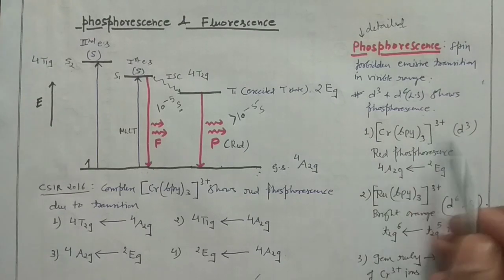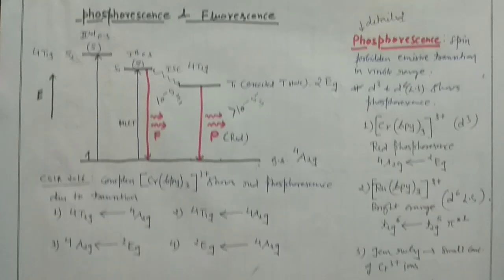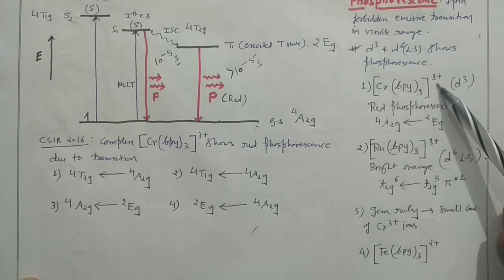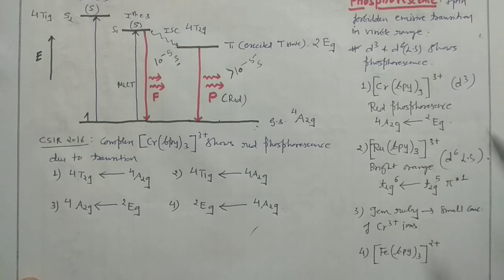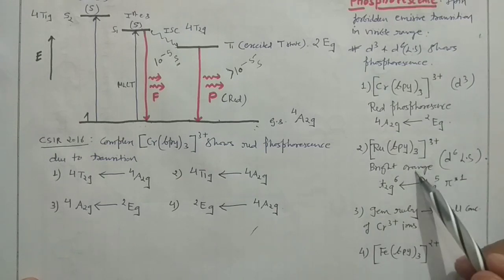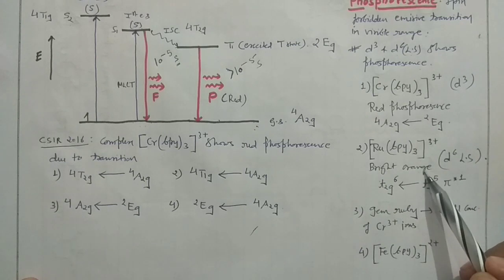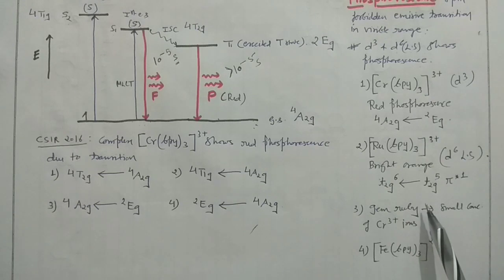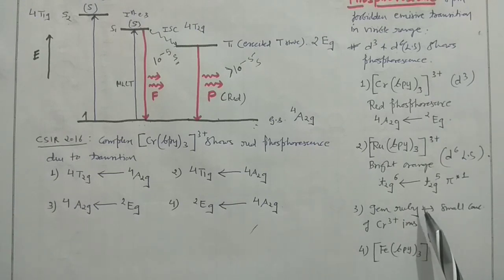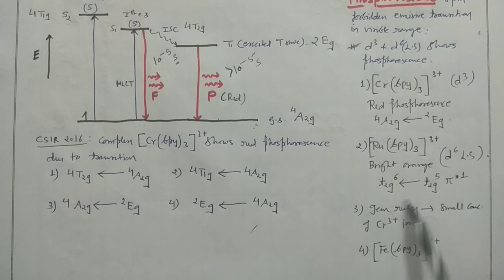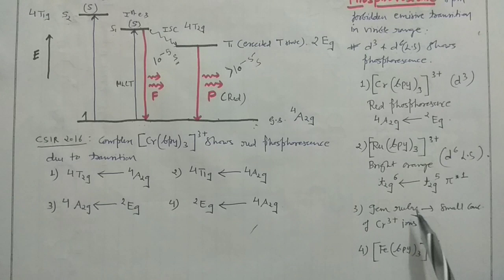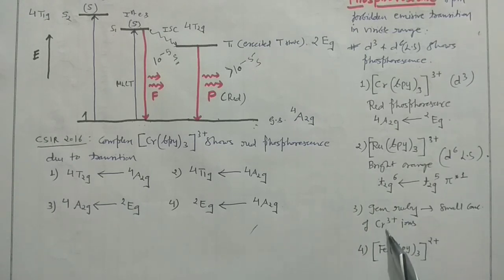See, chromium complexes are very common which show phosphorescence. So I have given you some of the complexes here. This particular chromium complex shows red phosphorescence, and this ruthenium complex shows bright orange phosphorescence. And you know about gemstones like ruby and spinels, right? In the gem ruby also there is a certain concentration of chromium ion. So the gem ruby shows colors, and this color is due to phosphorescence.